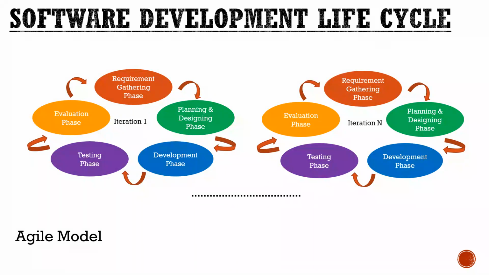In the agile software development lifecycle, we have several iterations: requirements coming in, planning and design, development of the software, then testing, then evaluation, then it is implemented in the client place. Next, again the next set of iterations: requirement, planning, development, testing, evaluation, then implementation, then requirement once again. So this is the continuous process of agile software development.